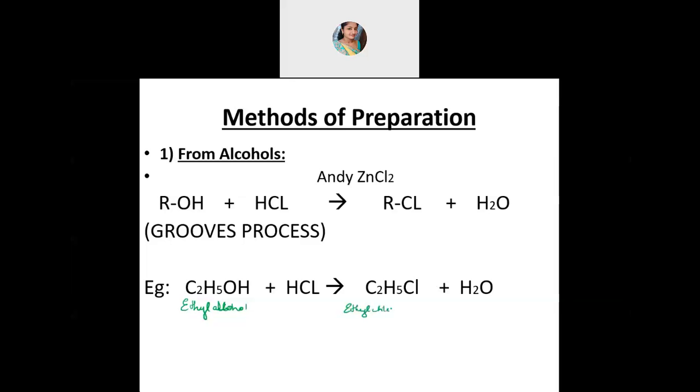So this is another example. At least one example you should be able to write. In case in the exam they give you C2H5OH and HCl, you should know how to complete the reaction. So the first one we have completed. Now I'll proceed with the second one. From alcohol itself, you have around 6 reactions, so let me proceed with that.